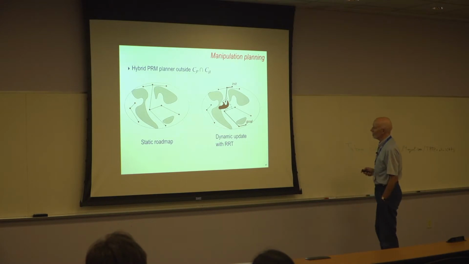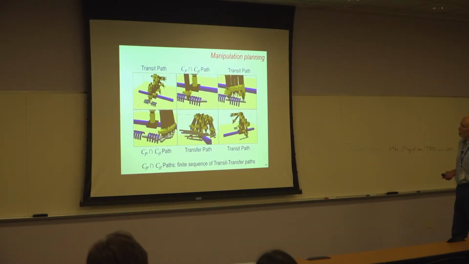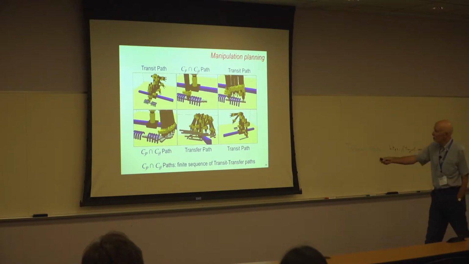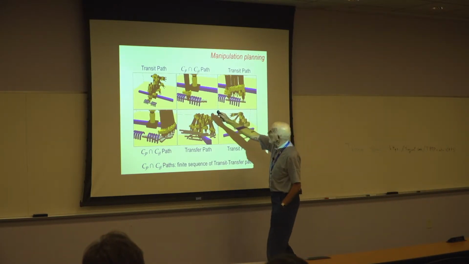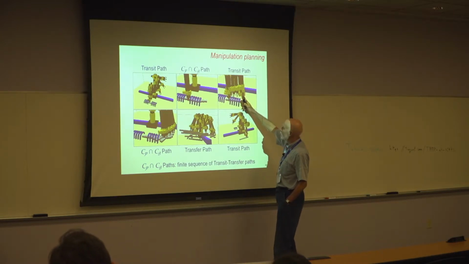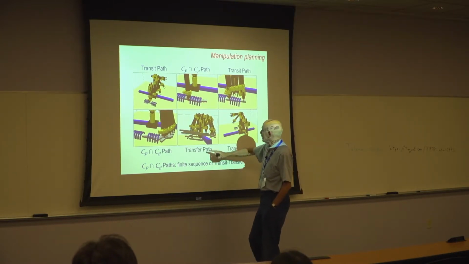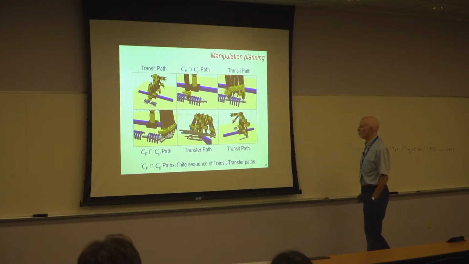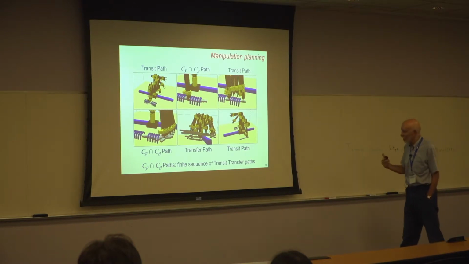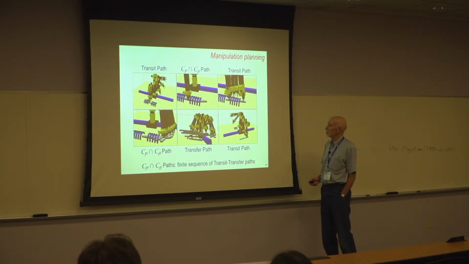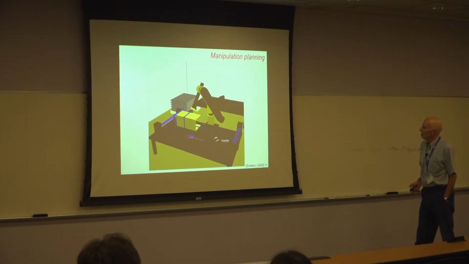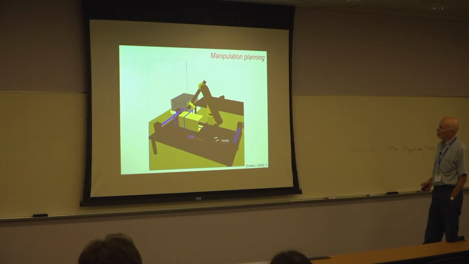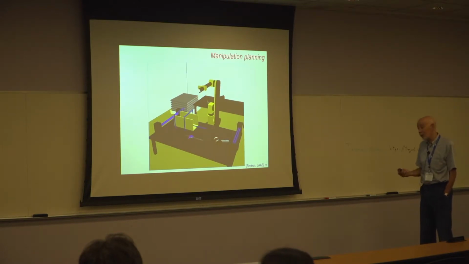Understandable? OK, thank you. So basically, to summarize, you have transit paths, a CP inter CG path here, another transit path, a CP inter CG path here, a transfer path where the object is being transferred, and then a transit path where the robot moves along. And the CP inter CG paths are finite sequences of transit and transfer paths. This works well. Here is an example in a more constrained environment of the same type, where you see how the manipulation is performed and how the planning is performed.